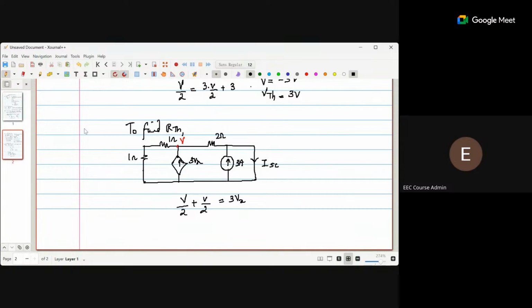So we will have Vx will be V by 3 and V equal to 0. ISC equal to how much are you getting? 3. So RTH will be VTH by ISC, so 1 ohm.